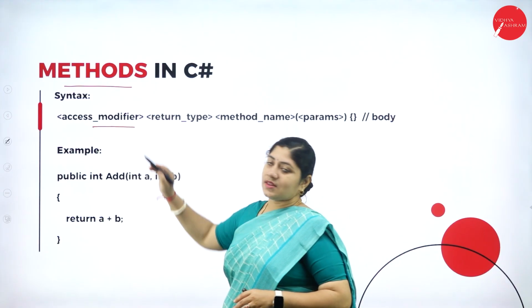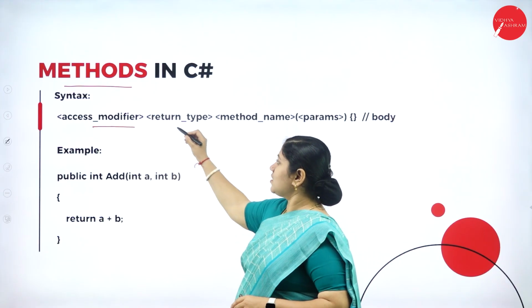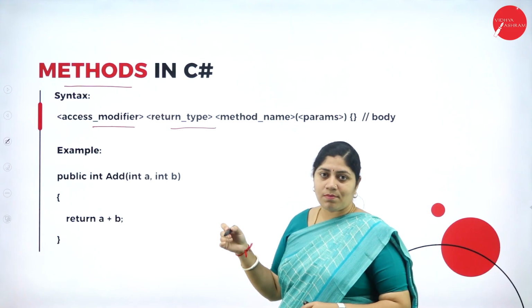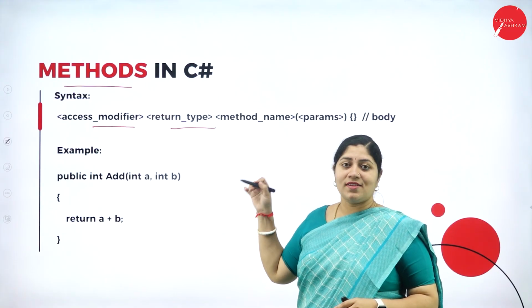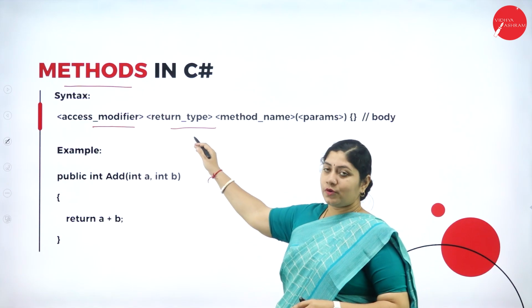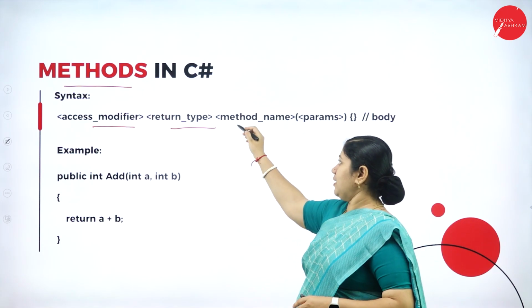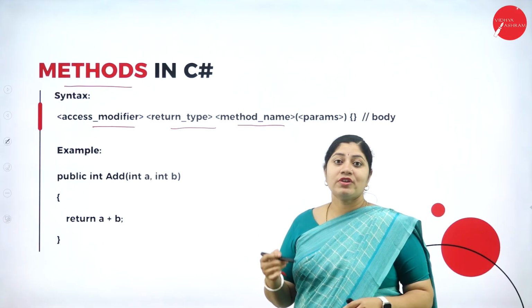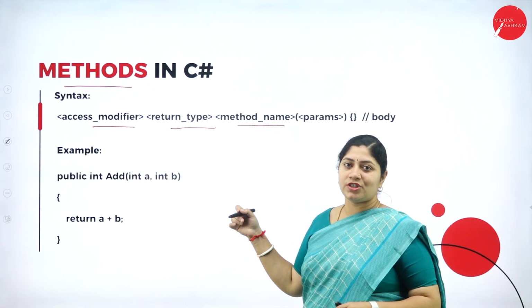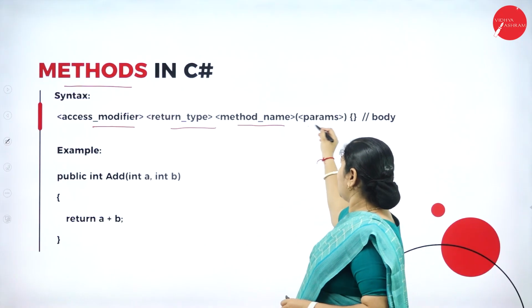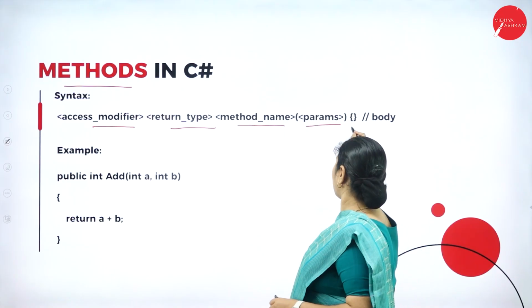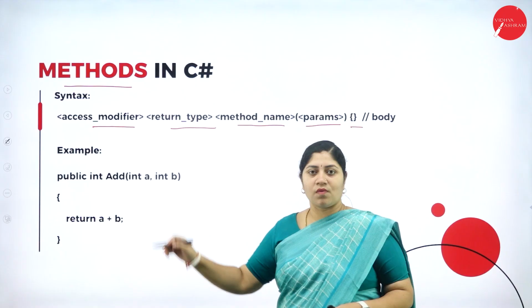You will be using the access modifier first and then the return type, like what is the type of data that has to be given as output data. So the output data type is nothing but the return type, and then the method name. It specifies what is the operation that is being called, okay, and then the parameters, and within the brackets we have to write the body of the method.